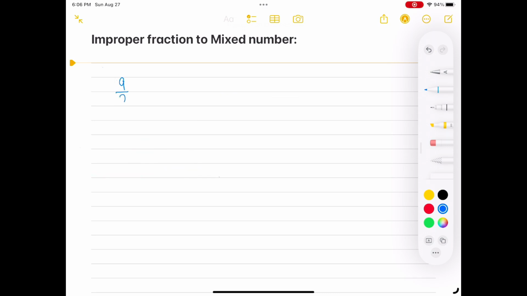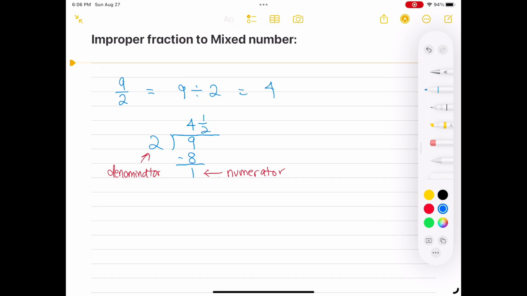The improper fraction, 9/2, converted to a mixed number. We divide 2 into 9, or 9 divided by 2. So 2 goes into 9 4 times. 2 times 4 equals 8. 9 minus 8 equals 1. The remainder, 1, becomes the numerator, and 2, the divisor, is the denominator. So 9/2 equals 4 1/2.